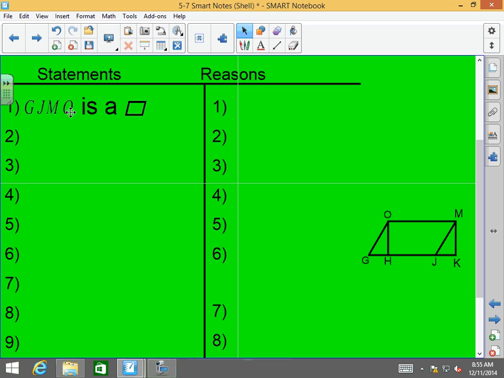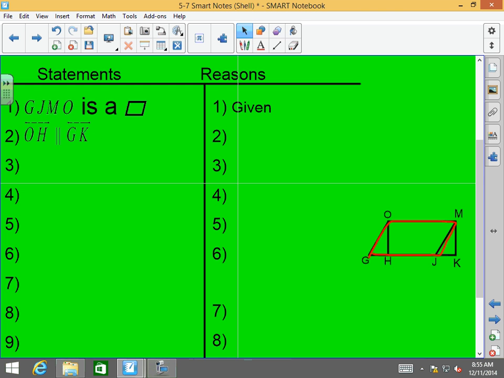Okay. Number one, GJMO is a parallelogram. Again, I'll highlight it here for you, in red. So GJMO is a parallelogram. I know I'm a broken record, but that means opposite sides are congruent and parallel. That means opposite angles are congruent. That means that the diagonals bisect each other. Okay, keep that in mind.